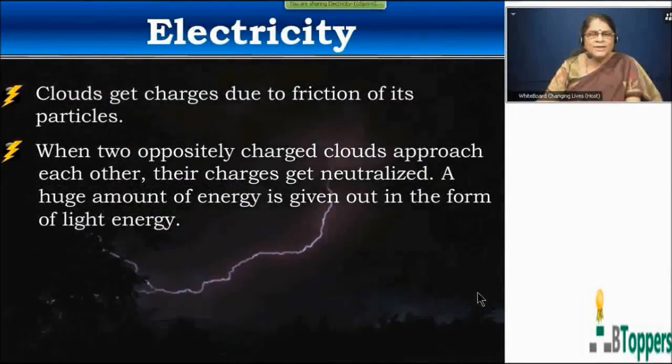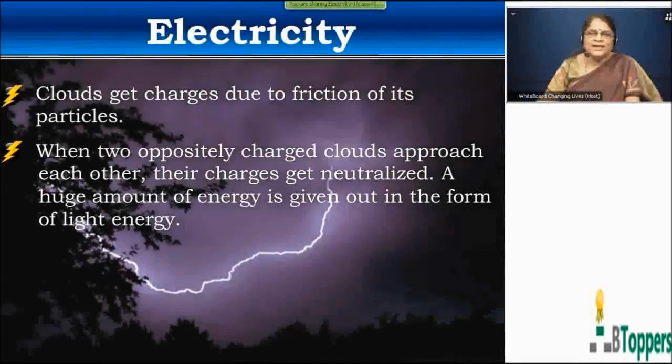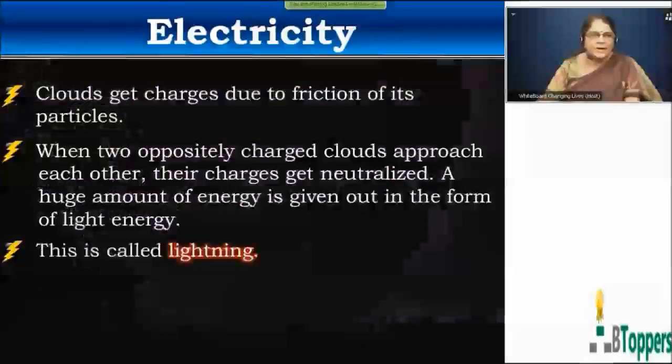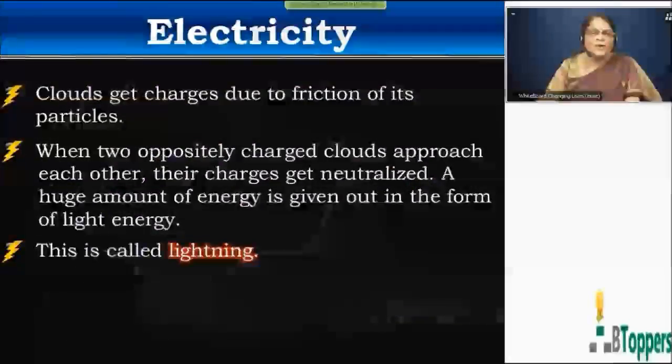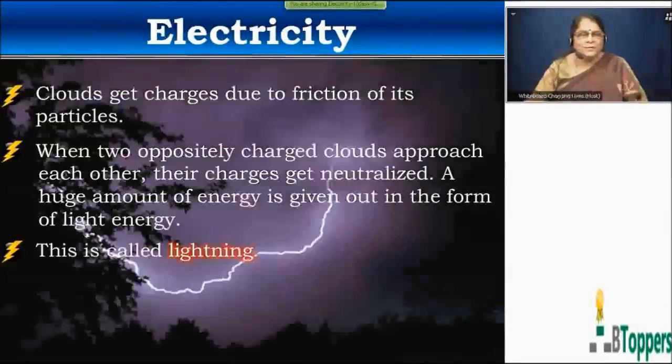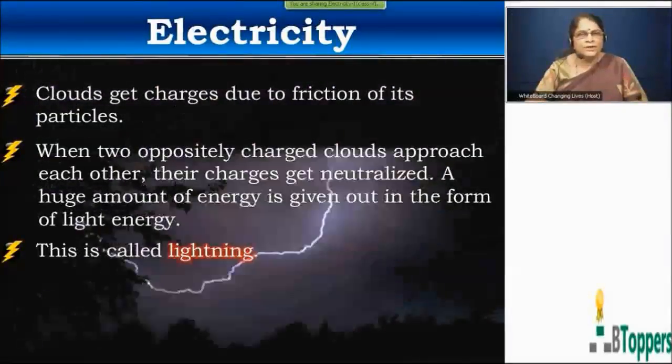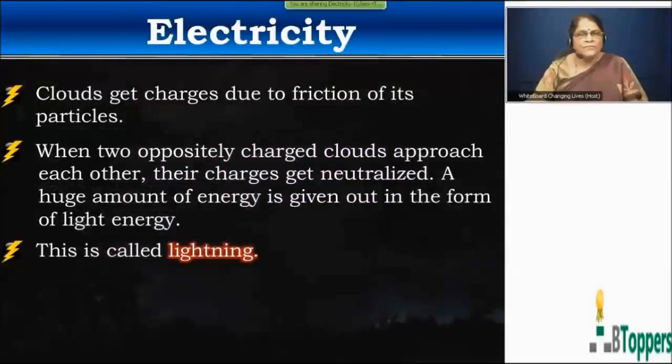And when two oppositely charged clouds approach each other, their charges get neutralized. A huge amount of energy is given out in the form of light energy. And then this is what is called lightning. This also happens when charged clouds approach the earth also, and then we experience a bolt of lightning from the sky towards the ground.